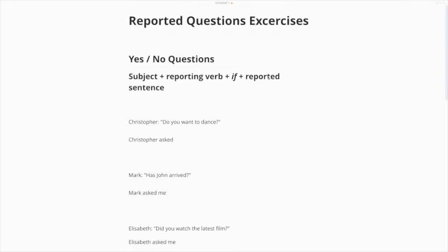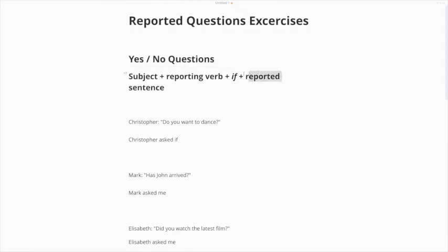So here, Christopher says, this is literally what he said, do you want to dance? Yes, we have this already halfway through, yes? So we already have the subject who said the sentence, Christopher did. We have the reporting verb, asked, remember, in the past. And now, what is the next thing? Well, now we're going to put literally the word if. Christopher asked if, and then the reported sentence.